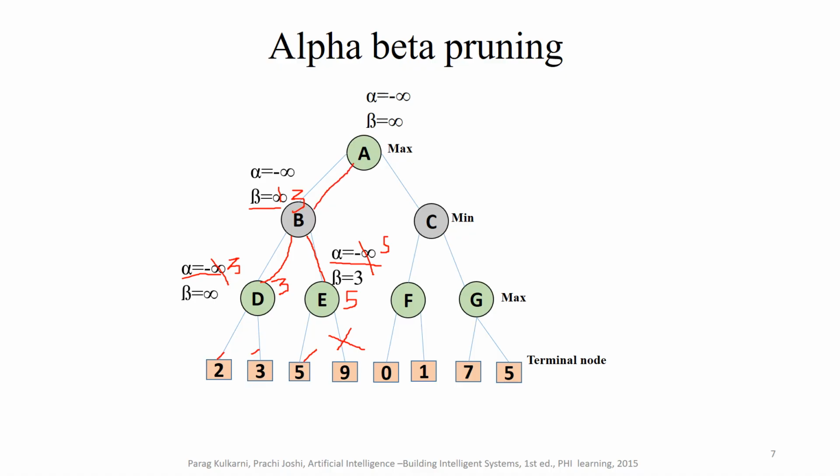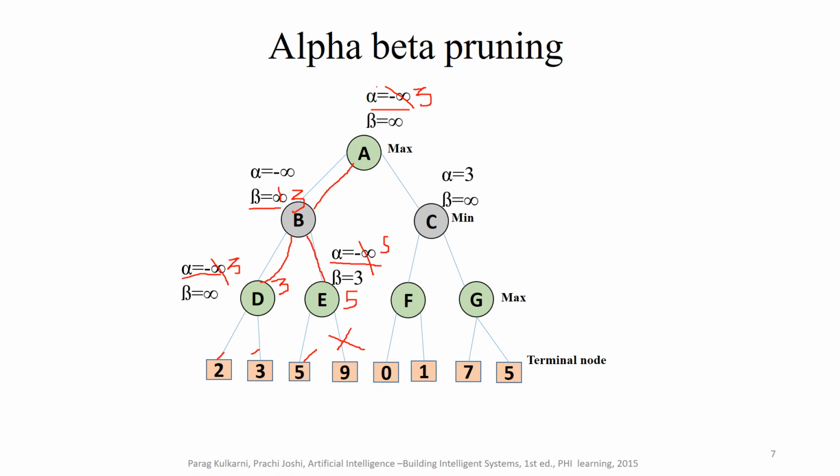And in node A, the value of alpha will be updated. It is the turn of the max player, so it's going to apply the max function. Max of minus infinity and 3 will be 3. So this alpha value gets updated to 3. So alpha is 3 and beta is infinity at node A. Now these two values, alpha 3 and beta infinity, are passed on to the right successor of A, that is node C.